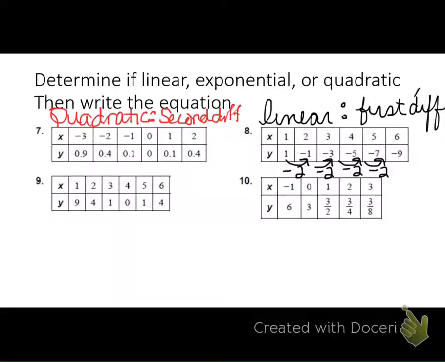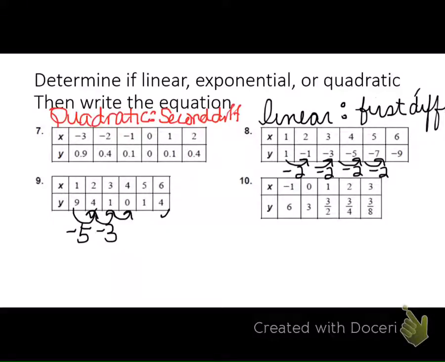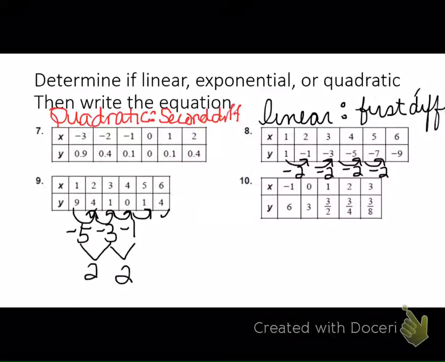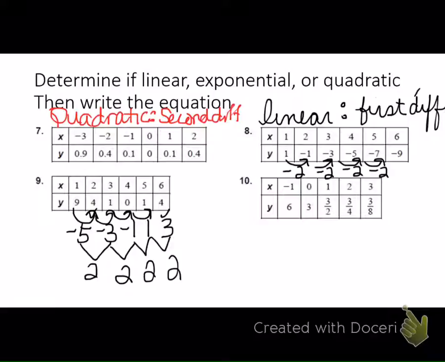All right, if we look at number 9, we want to see what's happening to the y's. They're going down and then up. Going down and then up, so it's repeating. See the 4 there? That's a dead giveaway that it's probably going to be quadratic. We need to check that second difference. It's going down by 5, and then by 3, and then down by 1. And if we look at that second difference, it's just like number 7, except that it's not decimal. Exactly. So now our second difference is the same. So it is quadratic.